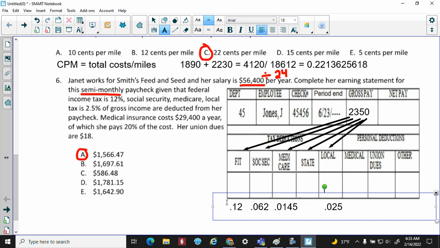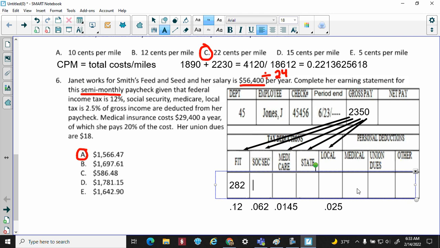Very simply, I'm just going to take 2,350 and multiply it by all these percentages one at a time. Just to save time, I'm going to go ahead and give you the answers. 282, 145.70, and I'm going to be writing all over this. The font in which I'm writing is a little too big for this chart here, but hopefully it's good enough to know what I'm doing. 75.